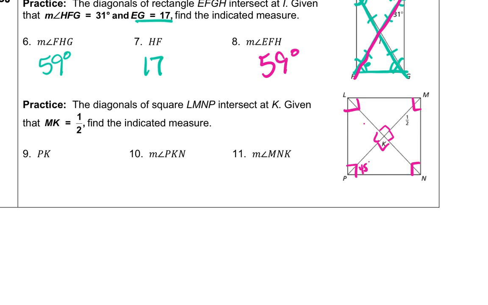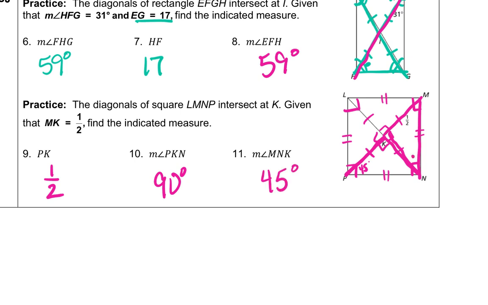I know that this piece, this piece, this piece, and this piece are all going to be 1/2. And I also know that all the sides are the same because it's a square. So let's find the length of PK. Well, the length of PK is the same as MK. And now the other two are angles. So what is the measure of PKN? PKN is 90. MNK is this piece here, so that would be 45.